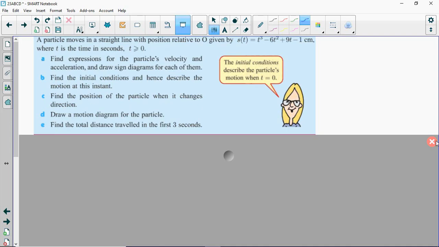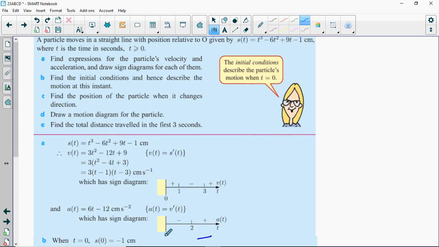All right, we can answer even slightly more complicated questions now. In this example, we have a position function, which is cubic. Part A asks for expressions for the velocity and the acceleration. That just means we're going to differentiate that cubic twice. Sign diagrams, again, are very useful at being able to tell, just at a glance, how the particle is behaving at any particular instant in time.